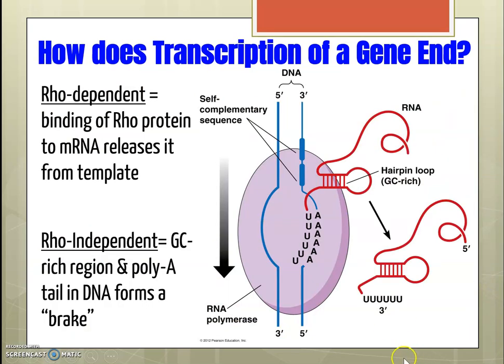So how does the transcription of a gene end? How do you know that this is the end of the gene, that we can stop? We have Rho dependent, which means Rho, or RHO, it's just a protein. When that binds to mRNA, it releases it from the template. Now when you have Rho independent, that's when you reach a guanine cytosine rich region, an area with a bunch of guanine and cytosine, and poly A tail in DNA forms a break. So basically, if you have a Rho protein, it's going to bind and tell the mRNA, hey, you're good, you can go. But if you do not have that Rho protein and you have an area with a bunch of guanine and cytosine, then DNA forms a break.